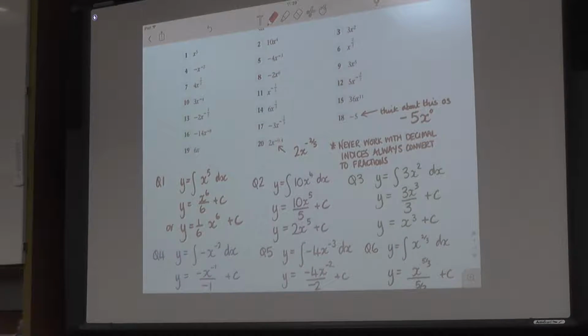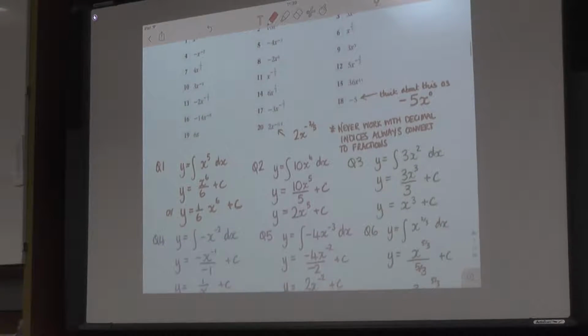If we look at question 18, you've got to think about that as x to the 0, and then you add 1 to it and so on. So a constant goes back to an x, but in differentiation, when you differentiate a constant, it goes to 0. So that's one of the confusions that happens with integration and differentiation.